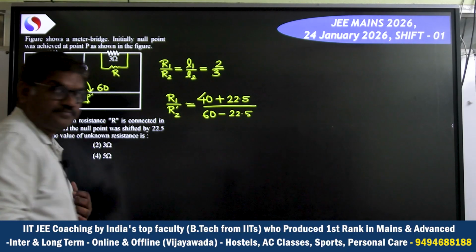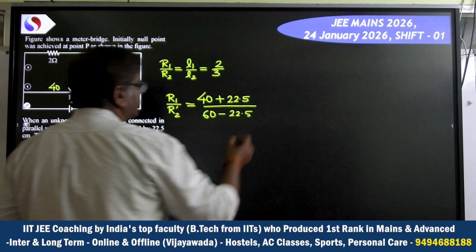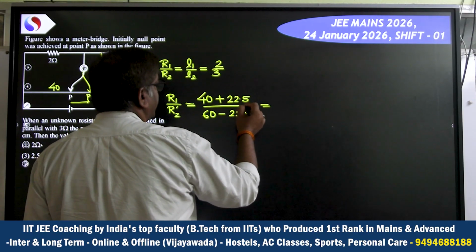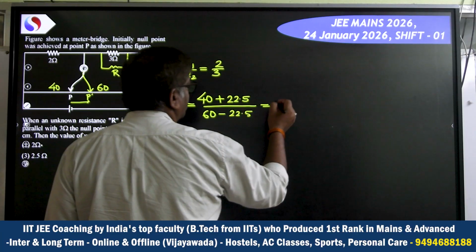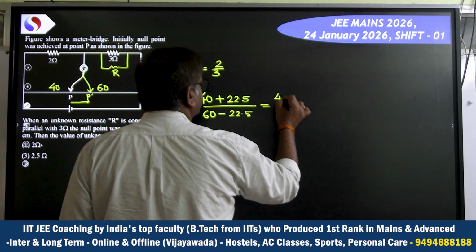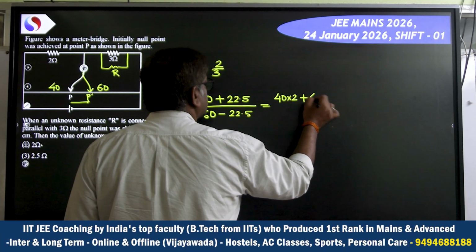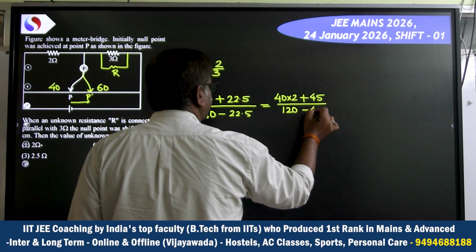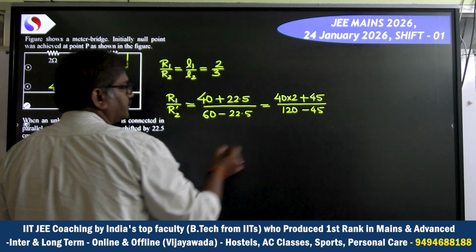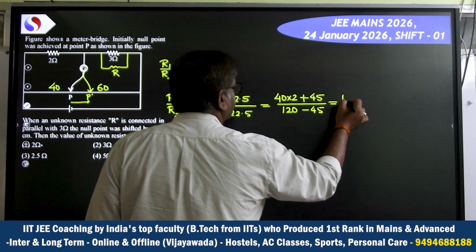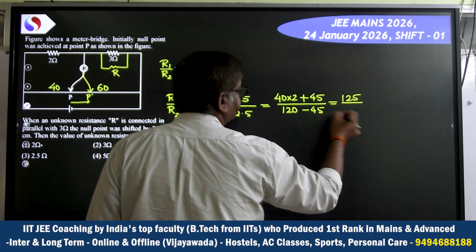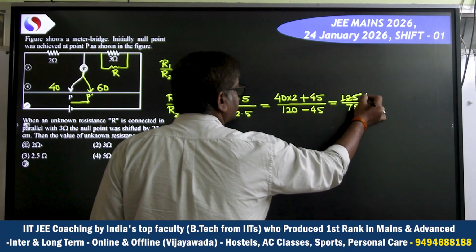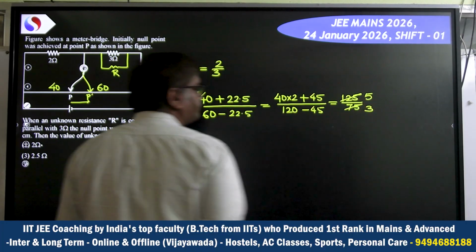All right. So this is going to be in the ratio of, if I write down 45 by 2, so 80 plus 45 divided by 120 minus 45. Okay, this is 80 plus 45, this is 125 by, this becomes 75. Okay, so this is in the ratio of 5:3.